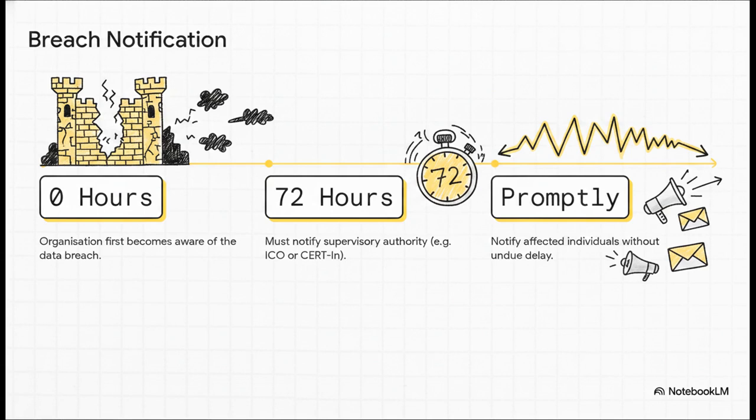But what happens if the castle walls actually get breached? Well, it sets off an incredibly high-pressure timeline. Once an organization realizes they've been breached, they have a really tight 72-hour window under the GDPR to notify the supervisory authority. Plus, they have to let the affected individuals know without undue delay. This is exactly why having a proactive, pre-drafted incident response plan is absolutely vital. You definitely don't want to be figuring out your strategy while a 72-hour countdown clock is ticking in the background.